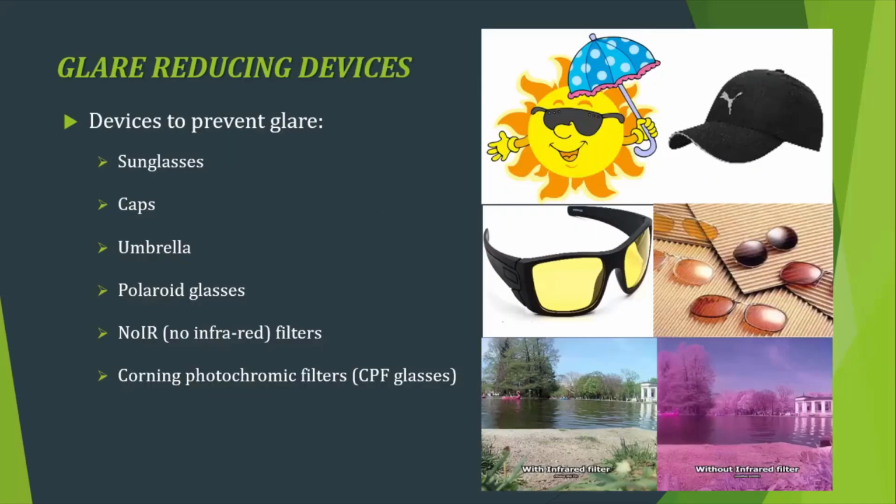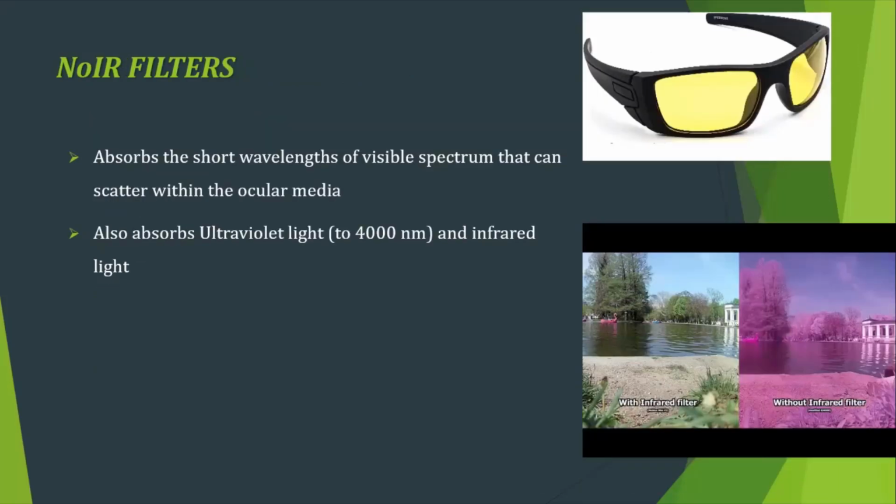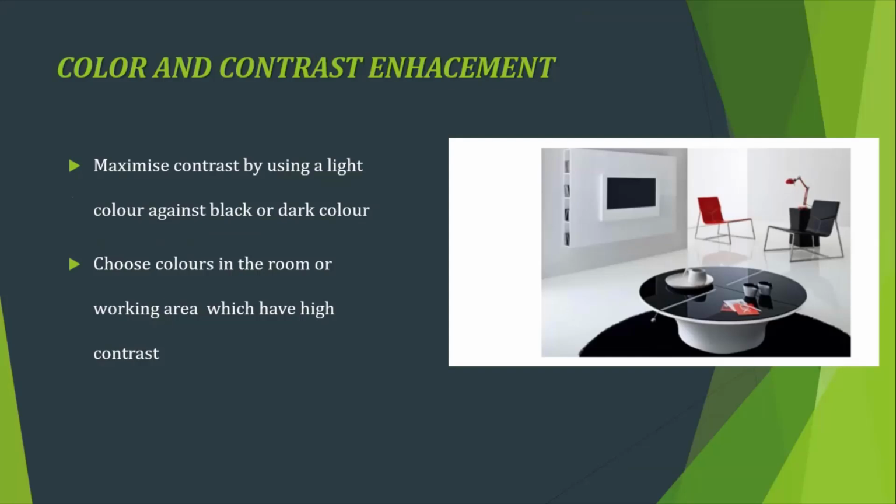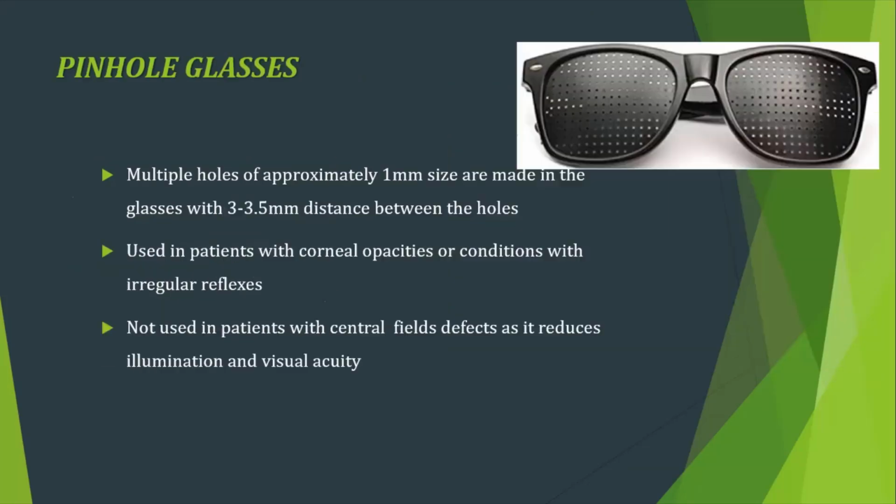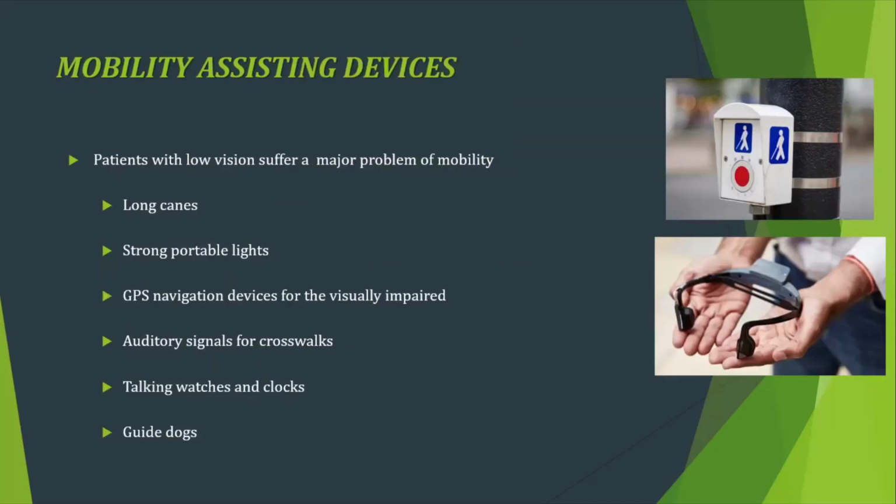Then glare reducing devices like sunglasses, cap, umbrella, Polaroid glass, and no IR filter. This is a no IR filter where they can have better contrast, or CPF glasses that reduce the glare. Then improving their color, like you can keep a contrast color, black and white, based on their requirement. Then pinhole glasses: these are mainly useful for patients with media opacity, like corneal opacity or keratoconus. It has multiple holes in it so that they will have better reading. But these cannot be used in patients with a central macular disorder.